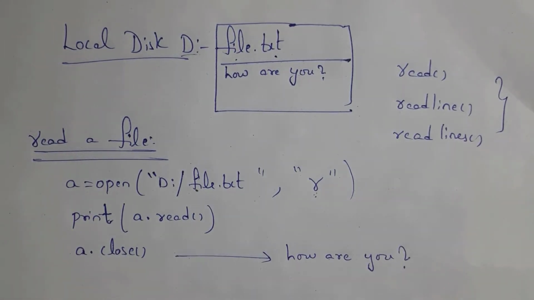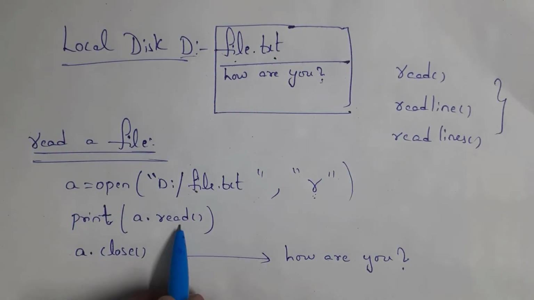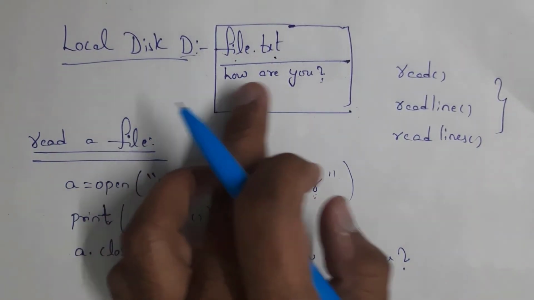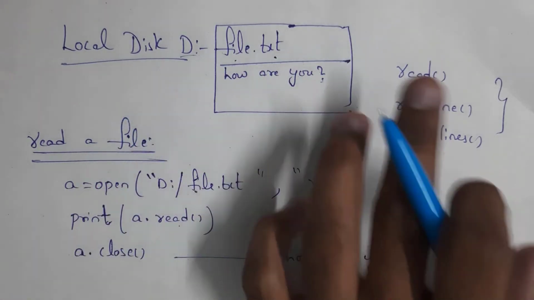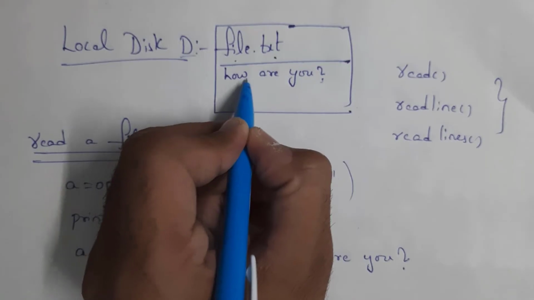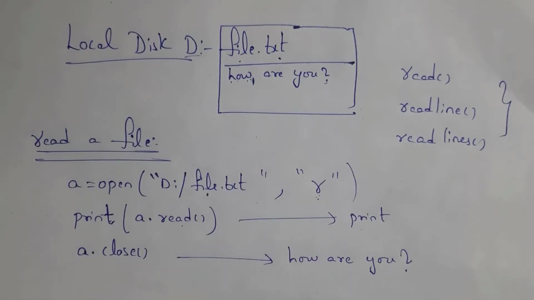Reading is nothing but whatever the data that is present in my file, I am printing those data on my output screen. Read method is used to read complete data, so it will print the complete how are you. For example, I don't want to print are you, I just want to print how. Total there are 3 characters. In order to print only the first 3 characters, you can use readline method.